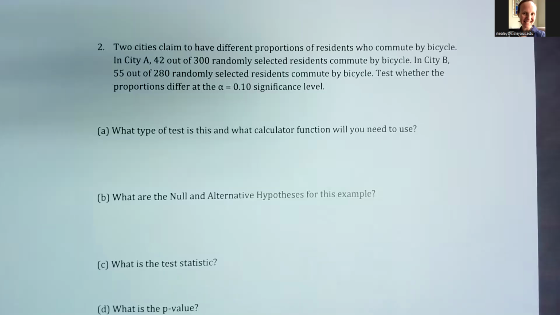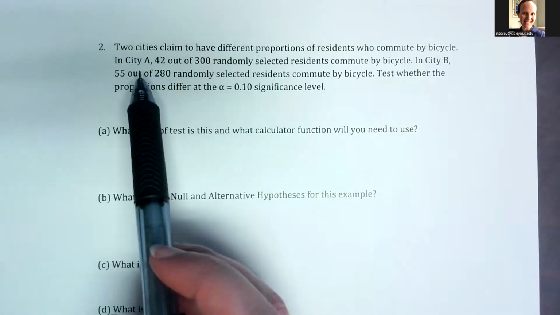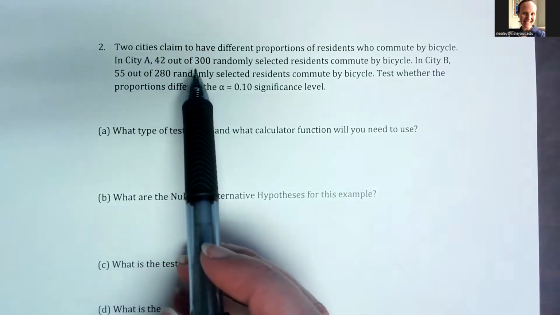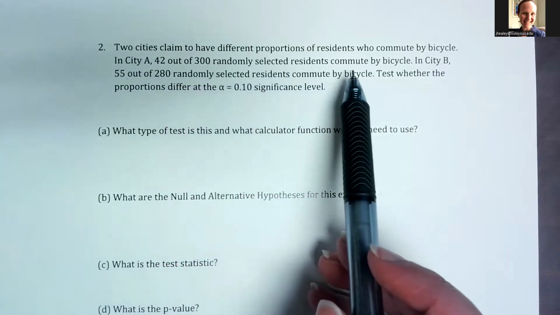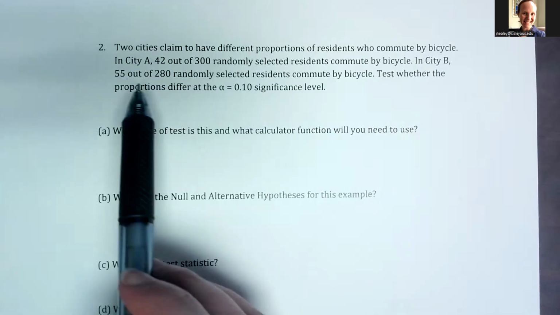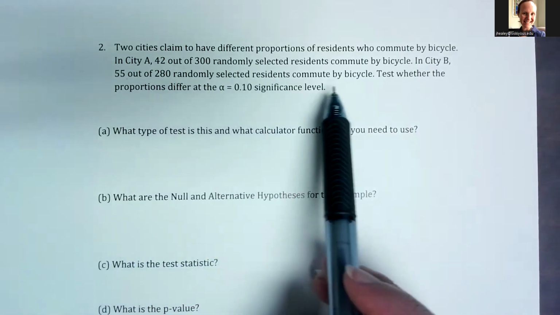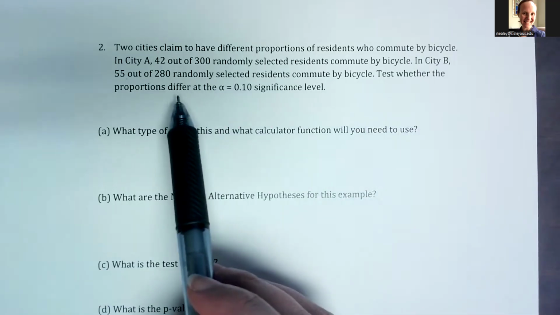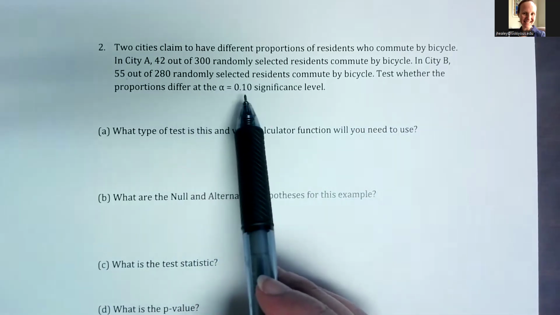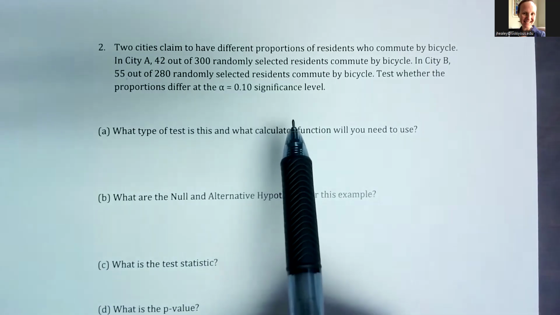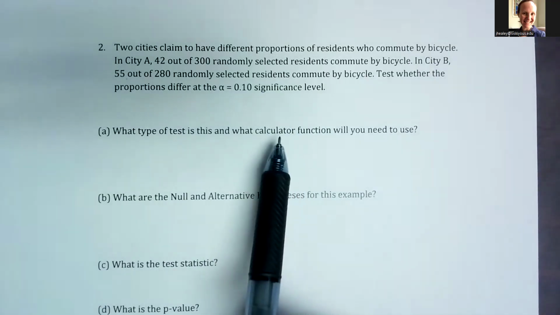Cities claim to have different proportions of residents who commute by bicycle. In City A, 42 out of 300 randomly selected residents commute by bicycle, and in City B, 55 out of 280 randomly selected residents commute by bicycle. Test whether the proportions differ at the alpha equal 0.10 significance level. Okay, so what kind of test is this?